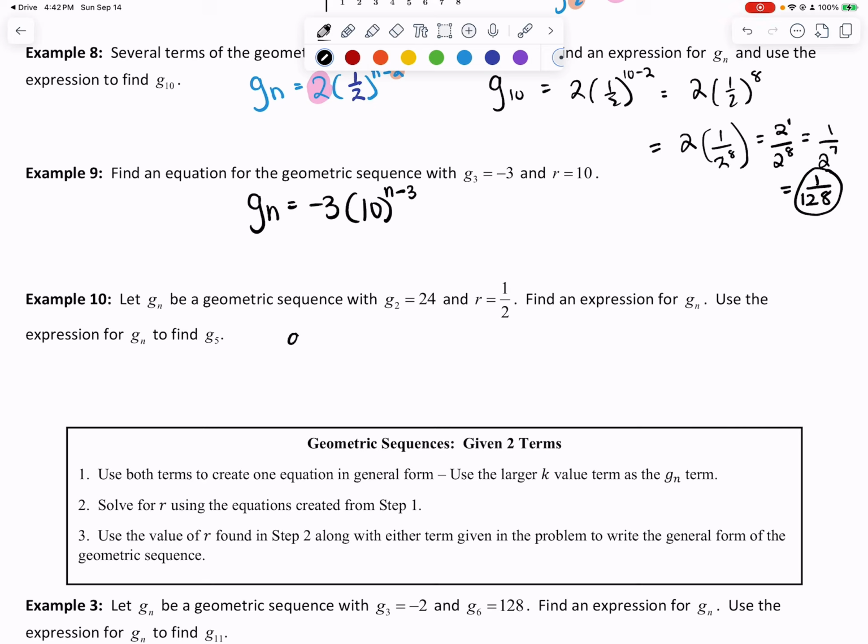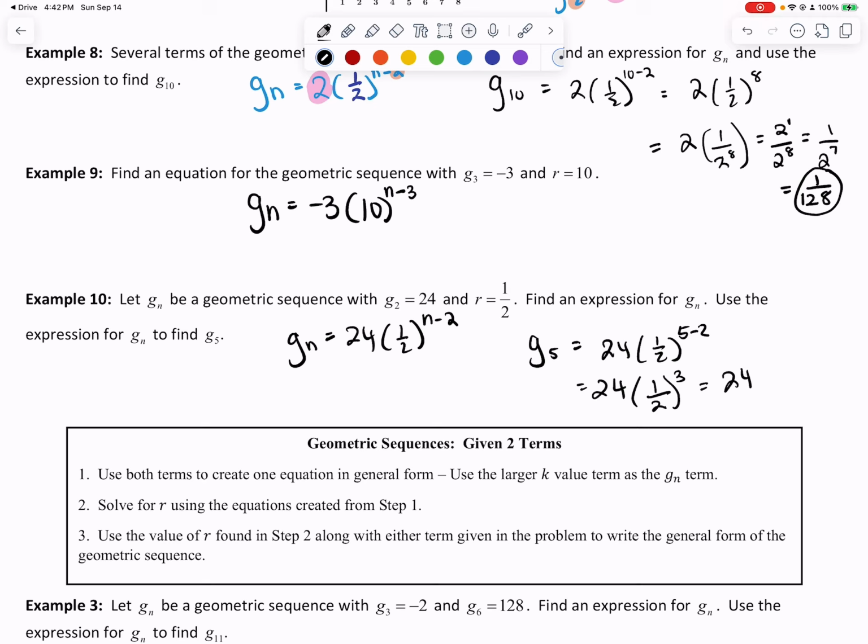Find the expression and then find g sub 5. So g sub n should be 24 times 1/2 to the n minus 2, since 24 was the 2nd term. And then if we want to use this to find g sub 5, we'll do 24 times 1/2 to the 5 minus 2. That is, I'm doing 1/2 cubed.